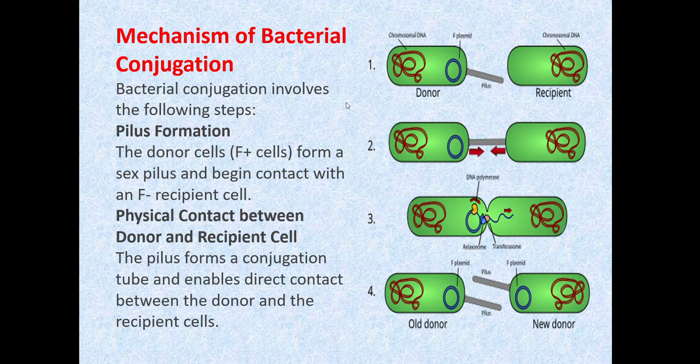First of all, pilus formation takes place. The donor cell forms a sex pilus. The donor cell which has the F plasmid has the ability to form a sex pilus and begin contact with an F minus recipient cell. Then, physical contact between donor and recipient cell: the pilus starts to form a conjugation tube, which enables direct contact between the donor and the recipient cell.